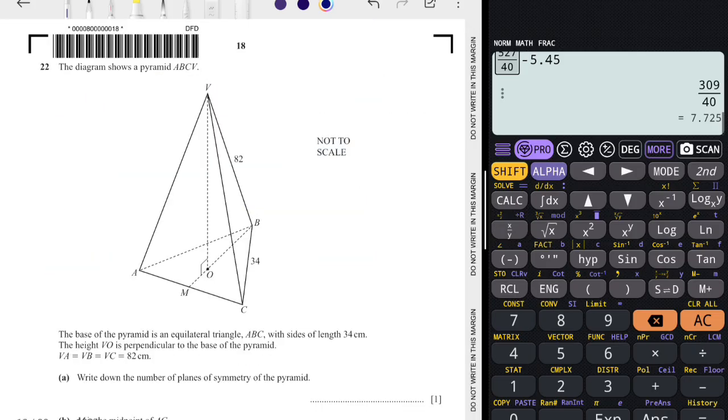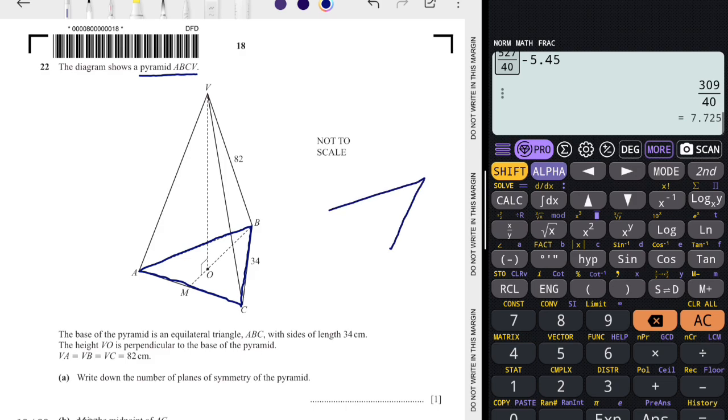Question number 22. The diagram shows a pyramid ABCV. The base of the pyramid is an equilateral triangle. Just check the base, and this is an equilateral triangle. An equilateral triangle is a triangle that has three sides the same and also three angles the same. So let me draw this triangle again separately.